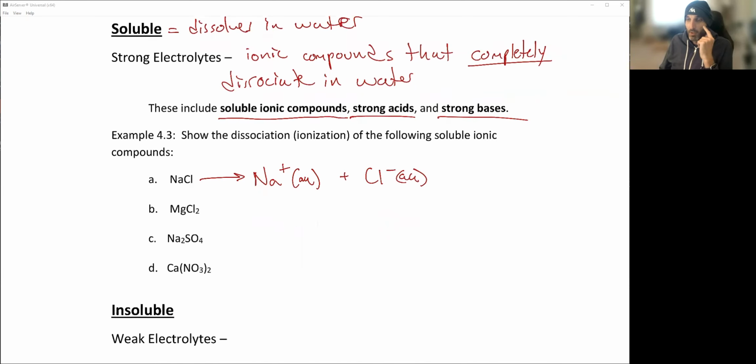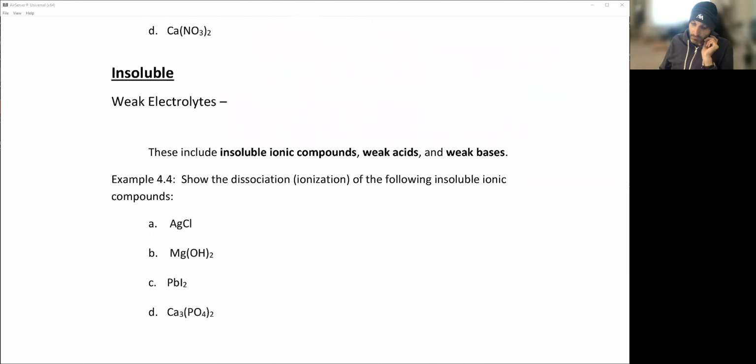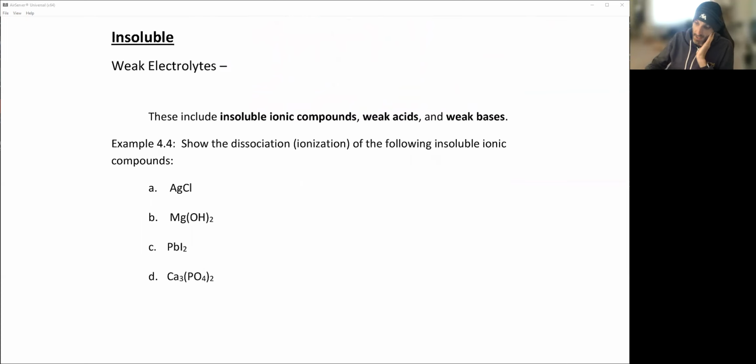So example 4.3 showed the dissociation of these things, and we should have done it on the previous one a little bit, when I was breaking apart ions. So what do these dissociate into? We've already done this a couple of times, but it's always good practice. How do I know that these things are ionic? They have a metal present or a polyatomic present, and that's immediately how you know that they're going to be electrolytes.